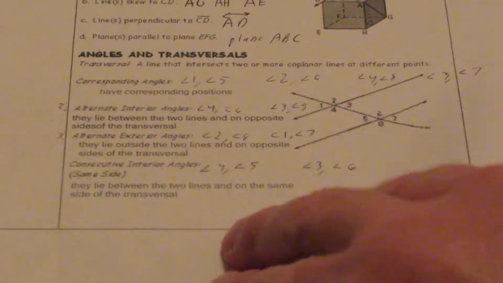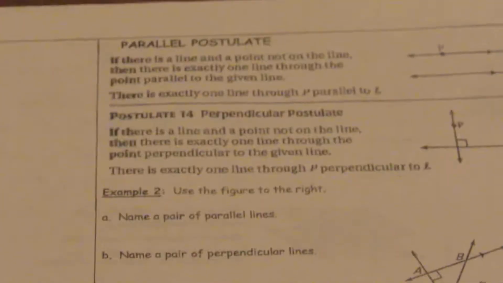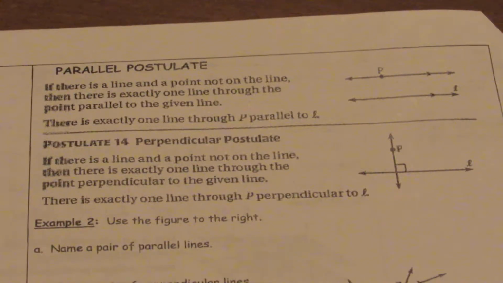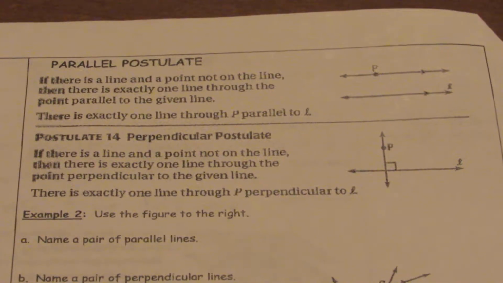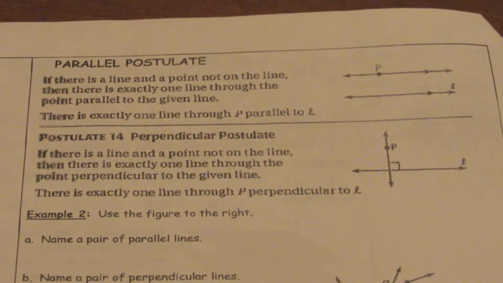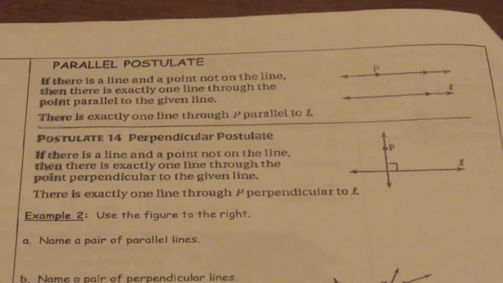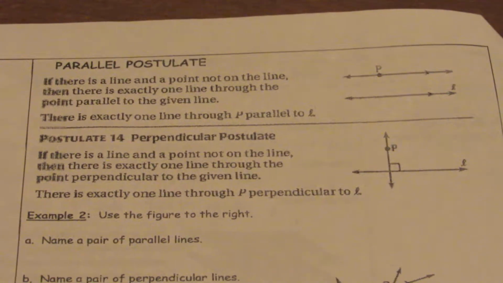So then flipping over, we have 2 postulates there at the top. They're written out for us. Parallel postulate and perpendicular postulate. They say similar things. One is just about a parallel line. One is about a perpendicular line.